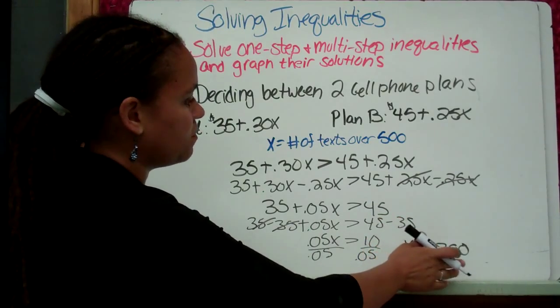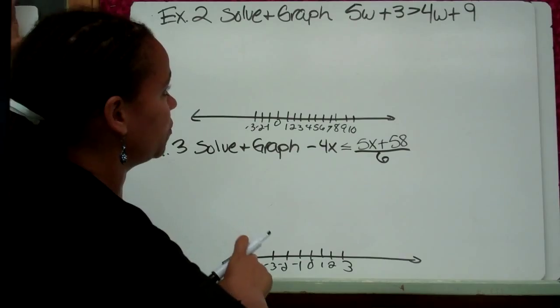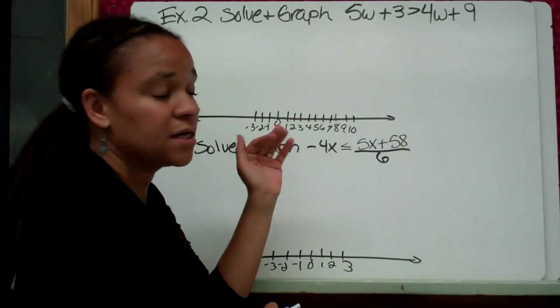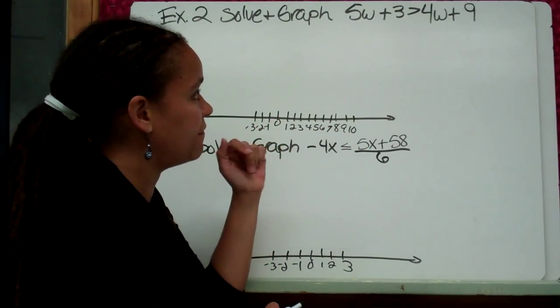So let's go down to some more examples. Here we have example 2, solve and graph this inequality. Same steps that we did before. We want to solve for the variable and then we're going to graph this one now.